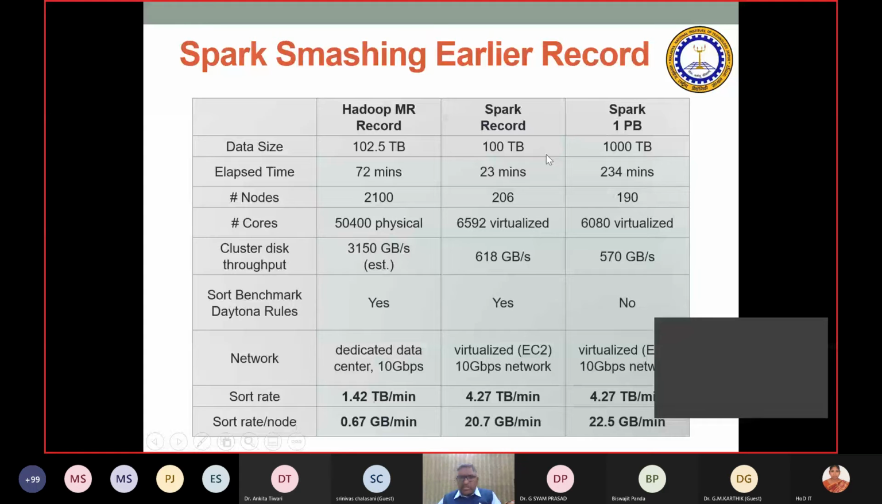So that is the kind of virtualization again. There are so many cores which are virtualized, and then the cluster output is also more. And then the sorting rate, if you look at, it is 22.5 GB per minute, but it is only 0.67 GB per minute. So that is where Spark catches out.